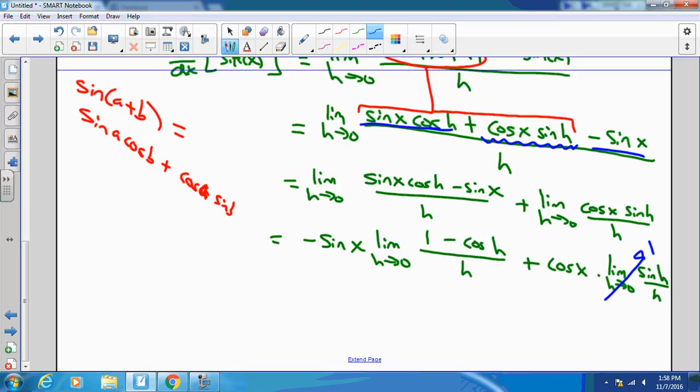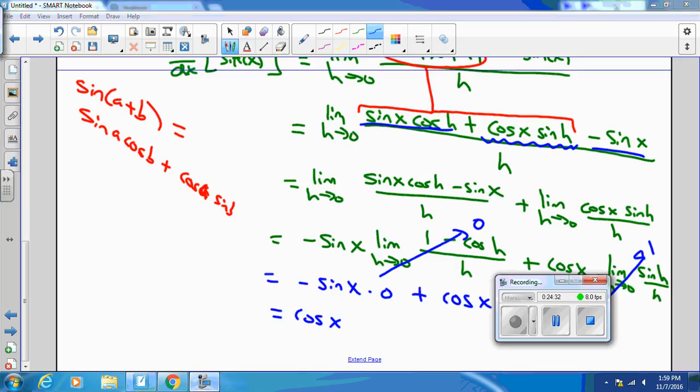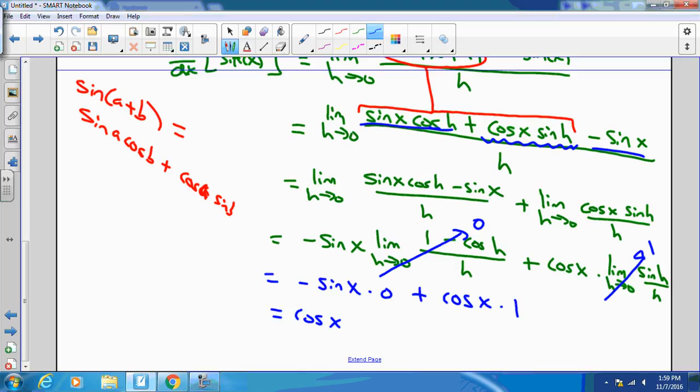What's the limit as h goes to 0 of sine h over h? Well, that one's 1. And this one? 0 is 0. So that when the dust settles, what I get is negative sine x times 0 plus cosine x times 1. Simplifies to just plain cosine x.